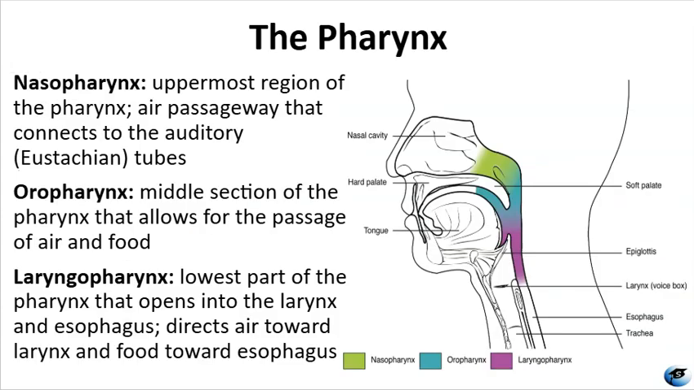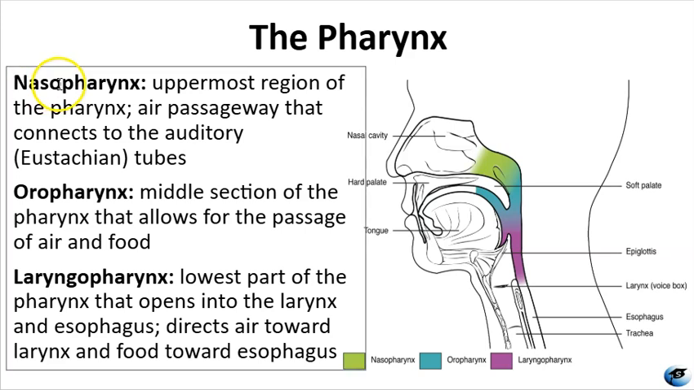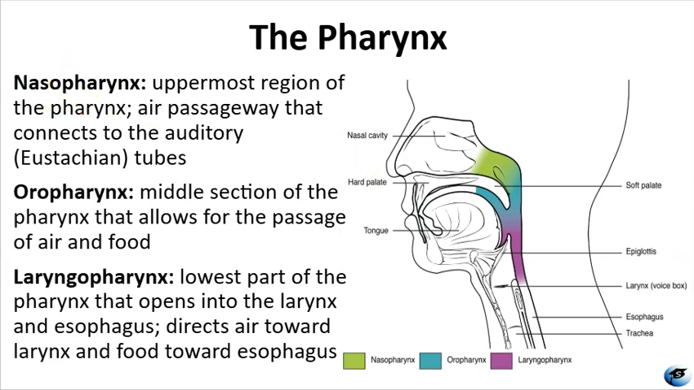Now let's look a little closer at the pharynx. The pharynx is divided into 3 distinct regions, and they all have a specific function and location. First we have the nasopharynx, the uppermost portion, which is located directly behind the nasal cavity. This section functions strictly as an airway, and it connects to the auditory or eustachian tubes, which help to equalize pressure between the middle ear and the atmosphere. You'll often feel this pressure shift when you change altitude, like during a flight in an airplane.